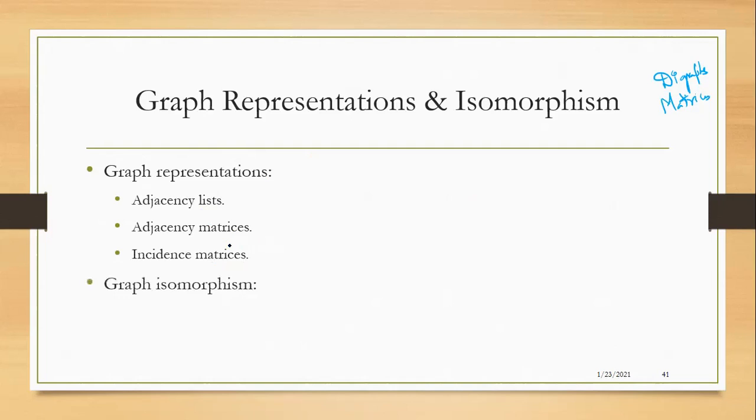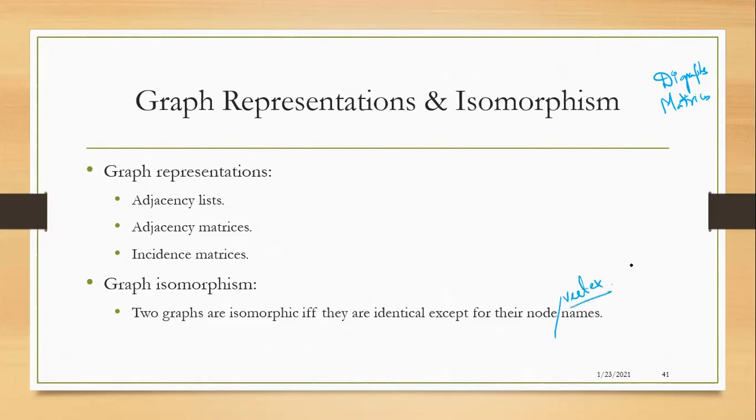After that, the next is graph isomorphism. What do we mean by isomorphism? The basic concept is, if 2 graphs are isomorphic, when are they isomorphic? If and only if they are identical except for their node names. So node over here, we know that it means vertex names. So apart from the name of the vertex, if they are exactly the same, that is they have the same number of vertices and the same number of edges, then they are known as isomorphic graphs. This is the basic definition. We will see the topic in detail later.